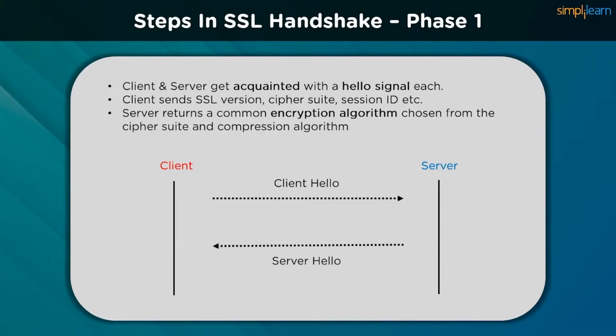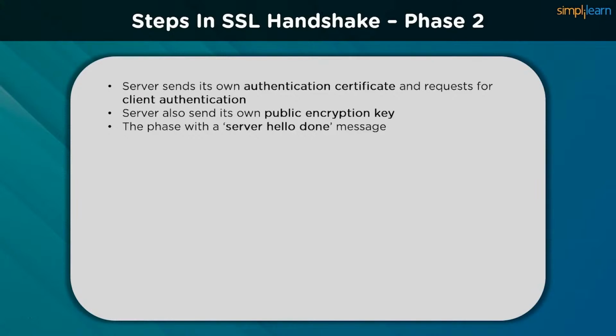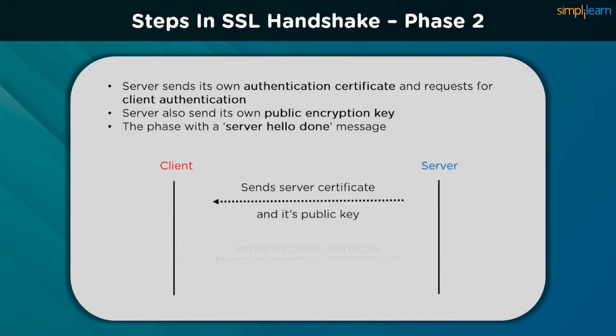process. In phase 2, the server sends its authentication certificate and requests client authentication. The server also sends its public encryption key and the phrase with the server hello done message. Once the server sends its public key, the client can use it to encrypt its own private key, which will be later used to encrypt the data being exchanged between the client and server.